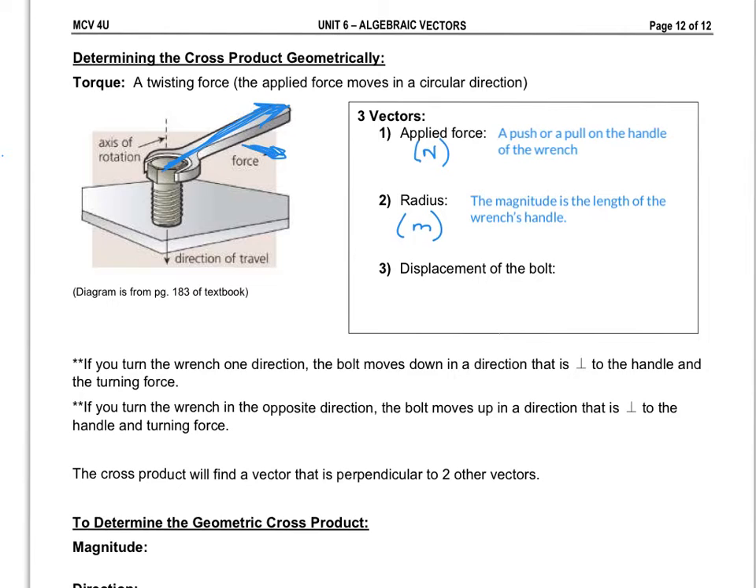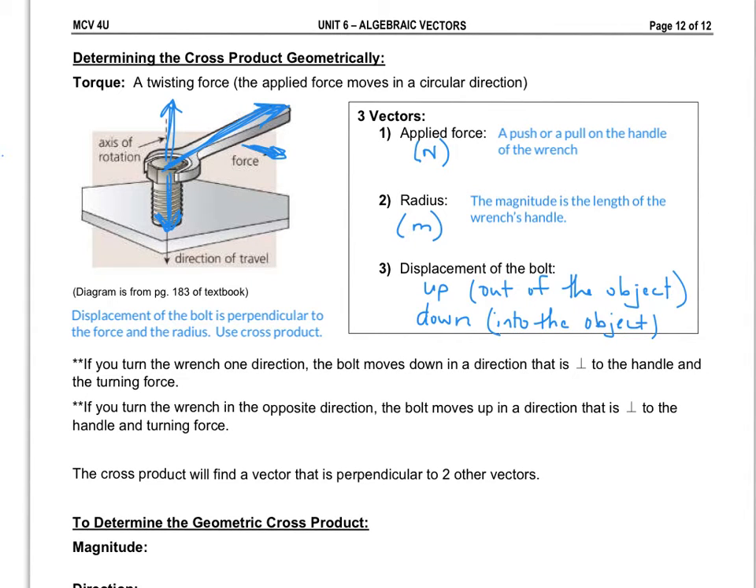Depending which way you're turning, either that bolt is moving down into the material, that's your righty-tighty, or you go the other direction, your lefty-loosey, and it takes it out of the material that it's being put into or was in. So the displacement of your bolt is either going up or going down. As you can see, the displacement of the bolt is perpendicular to the force being applied and the radius. So that is an indication that we need to use the cross product here.